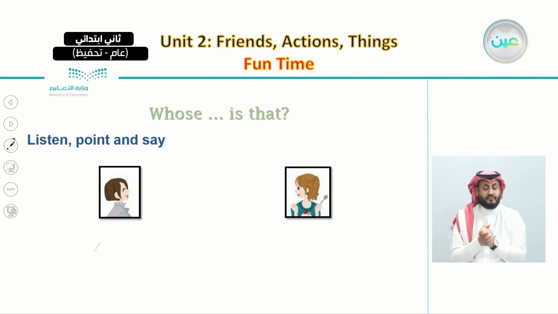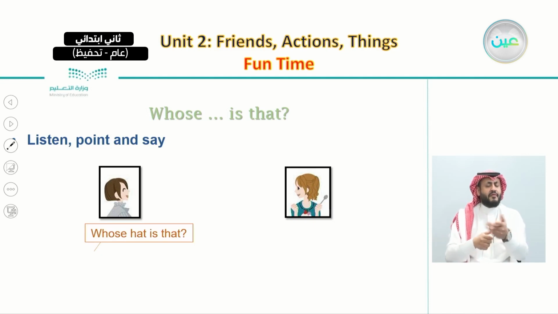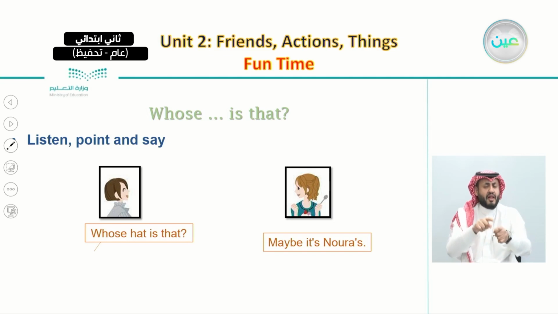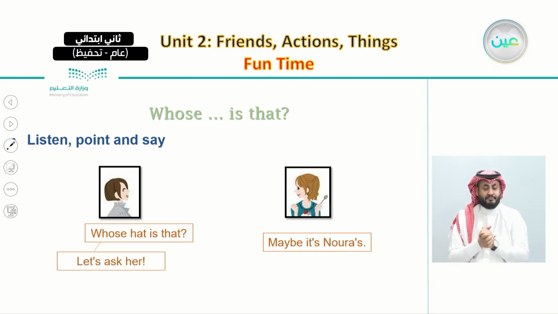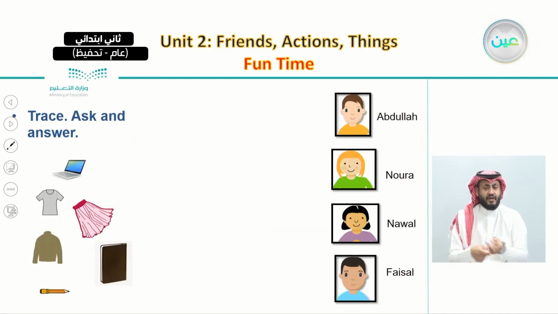And finally, we did learn how to answer a question that starts with whose. Whose is that? For example, whose hat is that? Usually when we have someone in mind, we say his name and we add S. For example, whose hat is that? It's Nora's. It's Sarah's. It's Layla's. So here we add S to the name of the person who these things belong to.